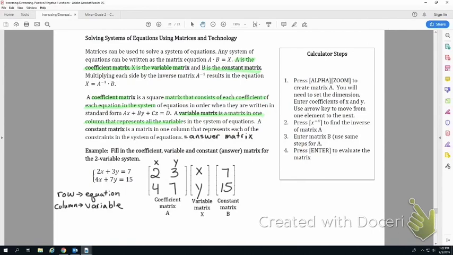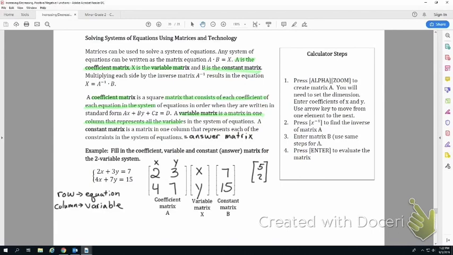The only one that you wouldn't have to write would be the variable matrix. But what that is telling you is whenever you get your answer on your calculator, let's say it gave you that as your answer. That would tell you that the top number is your x value, the bottom number is your y value. So you just need to be able to read that answer, and it's always going to be in the format of what your variable matrix would be.